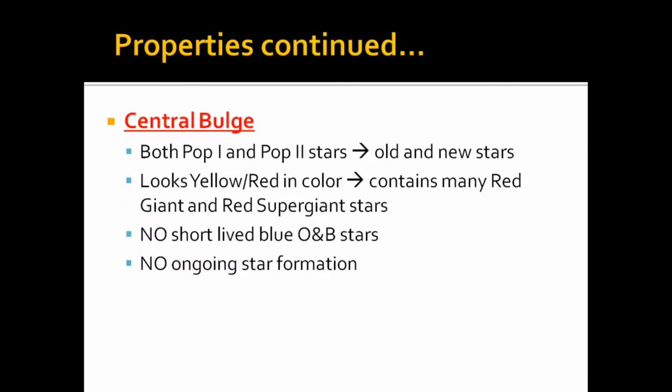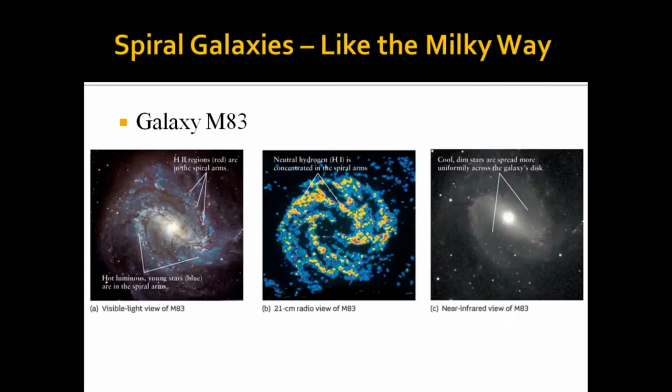Then we have the very center of our galaxy, which is the central bulge. This is a bulge-like, ball-like region. It contains a mixture of both population 1 and population 2 stars, meaning they're both old and new. In general, it's kind of a yellowy red color. It contains a lot of red giant stars or red supergiant stars, giving it that red-yellow glow. And there's really no star formation going on in the central bulge of our galaxy.